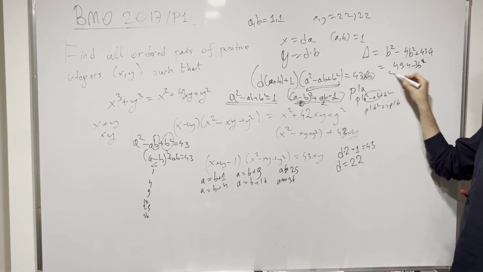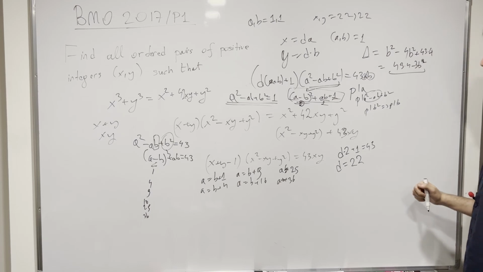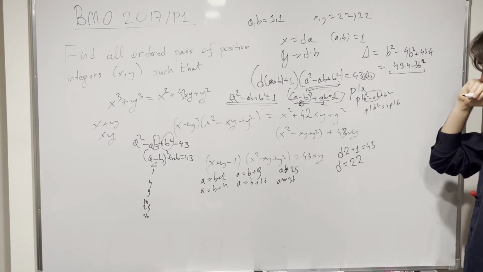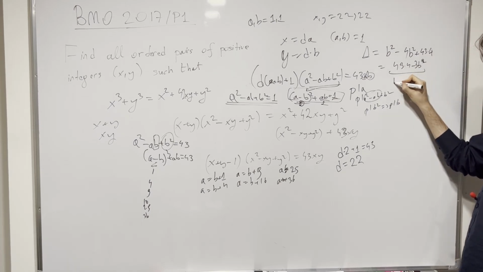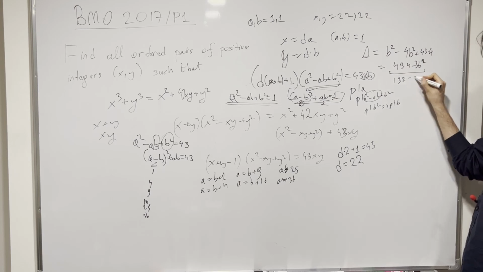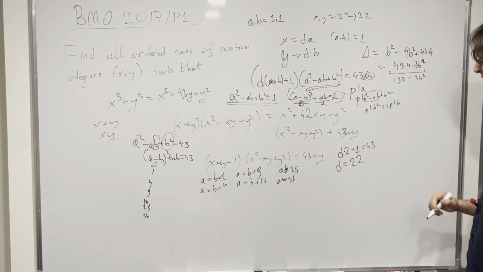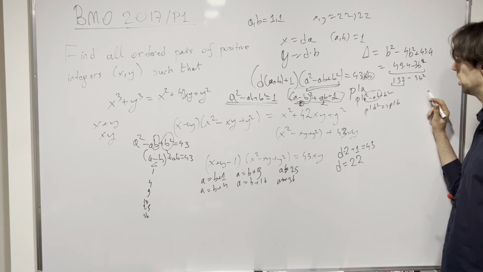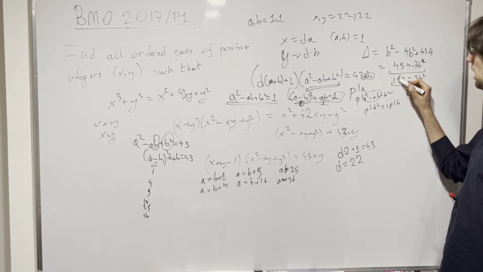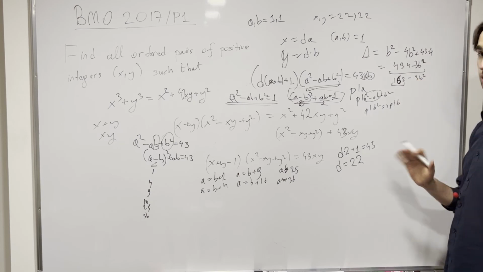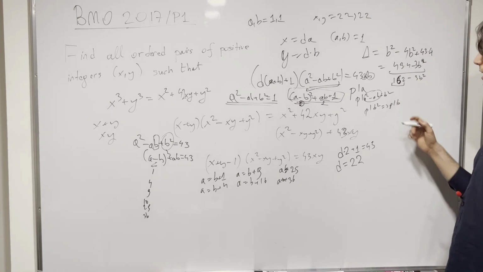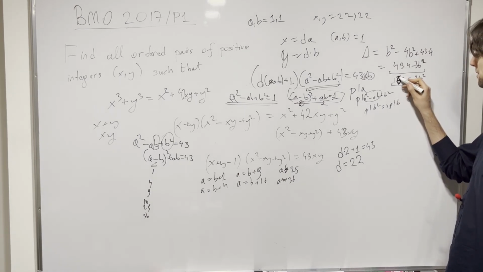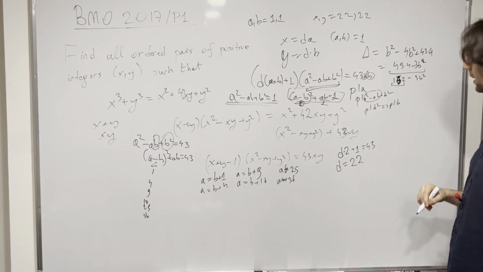Okay, this needs to be a square. What is this number? This is going to be 132 minus 3b squared. This number is congruent. This is divisible by 3. Wait, no, I'm wrong in my calculations because 162 makes a lot more sense. Actually, it's not 162, it's 172. I've been doubly wrong in my calculations.